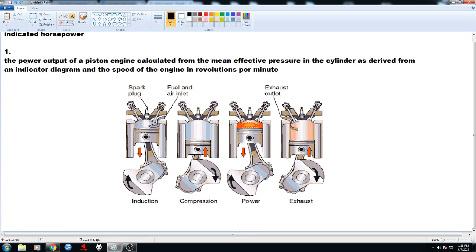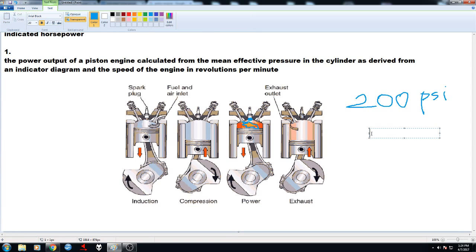The indicated horsepower is a horsepower calculated by a special device that is installed inside the cylinder. Let's just say we install a little chip right here, for example, next to the spark plug. I'm not exactly sure where it is installed, but I would assume this would be a good spot. And at the moment of the explosion, at the moment of the bang, this little device tells you we got 200 psi of pressure in the cylinder when it has just exploded. Boom! And that is indicated mean effective pressure, because it is measured by a device called an indicator that's installed in the cylinder.